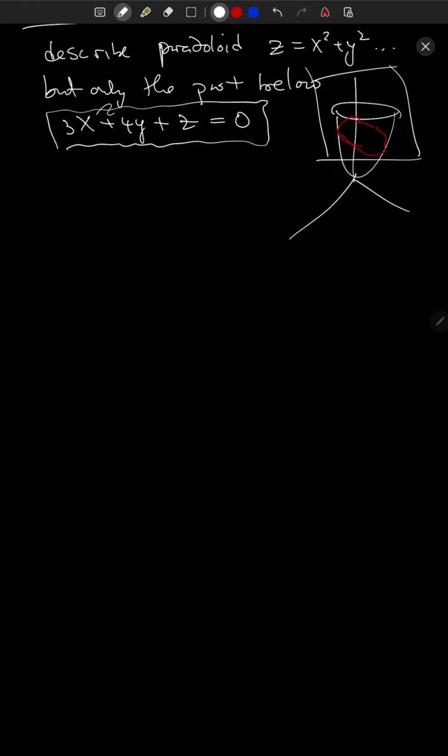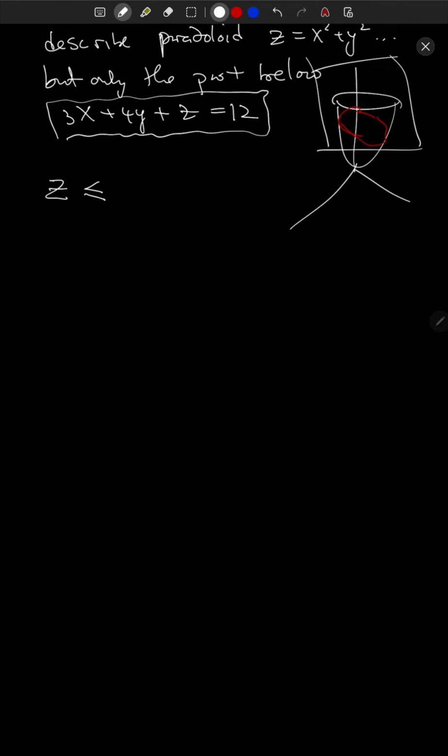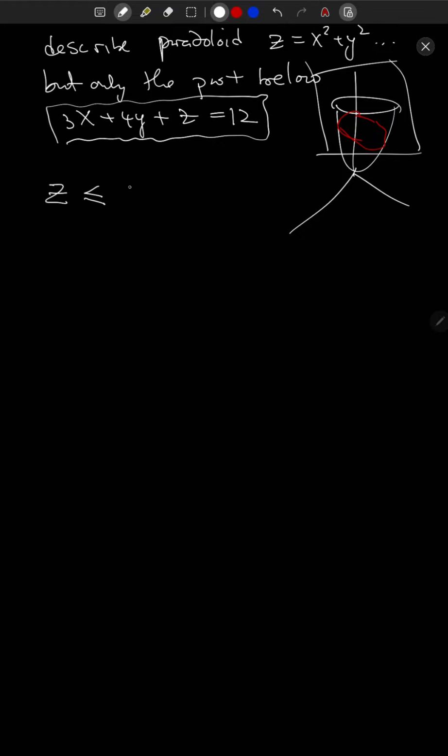Well, what does it mean to be below this plane? It means that the z coordinate has to be less than or equal to. Actually, I don't want 0. Sorry, let me make it 12 or something like that. It doesn't matter. Oh, okay, too late. I'm going to leave it as 12. It didn't really matter, but I guess we'll leave it like this. So that means z is less than or equal to 12 minus 3x minus 4y, right?